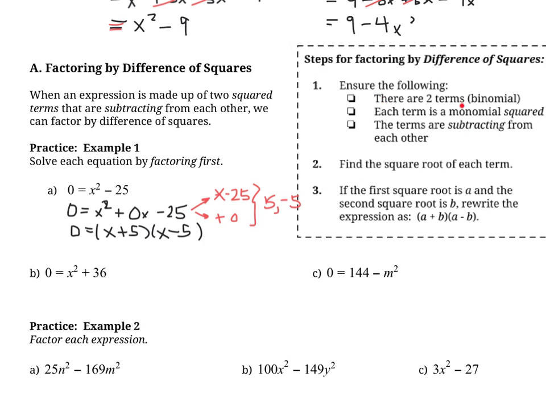Ensure that there are two terms. It's a binomial. Each term is a monomial squared, and the terms are subtracting from each other. It's not going to work if they're adding. Find the square root of each term and then rewrite them like this.